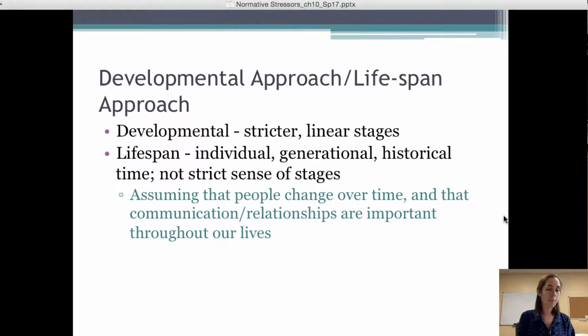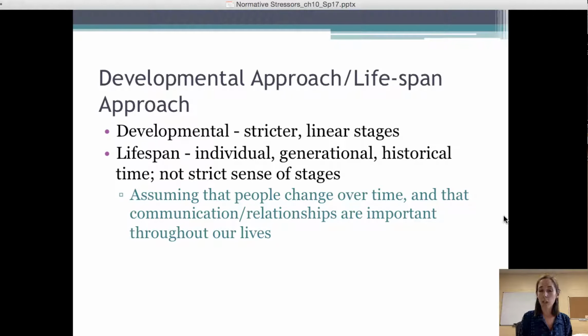So a little bit different from a developmental approach is a lifespan approach, where you still consider the fact that we're growing and changing, but that individual, generational, which means cohorts, historical, time, and all of these things, there's no strict sense of stages. So you might think of it like loops going up in time. You know, you move forward a little bit, then you move this way, then you move that way. And still you're changing and evolving, but it's just less rigid than developmental. But with both of these, we're recognizing that people don't stay the same throughout their life. They change over time, and communication and relationships are important throughout our lives, which is so important.